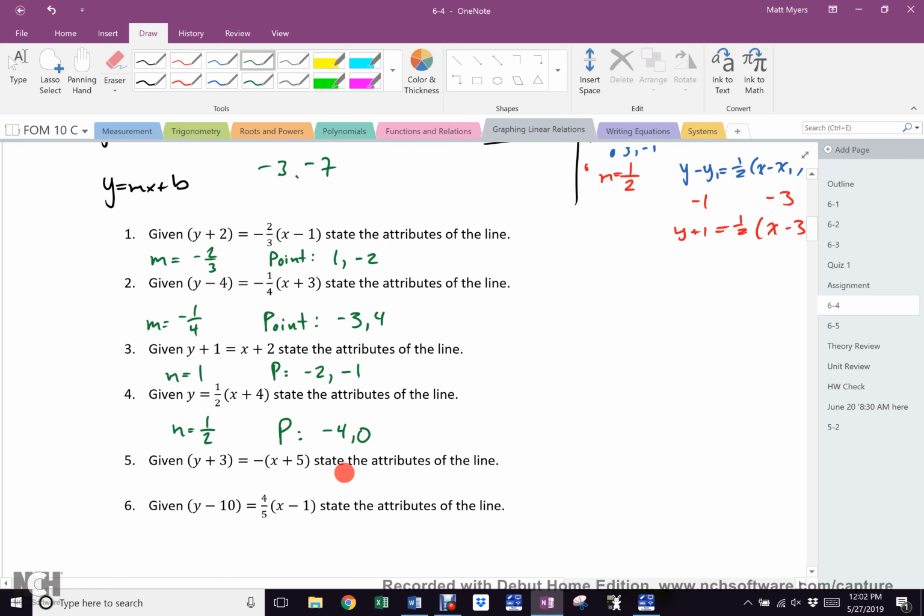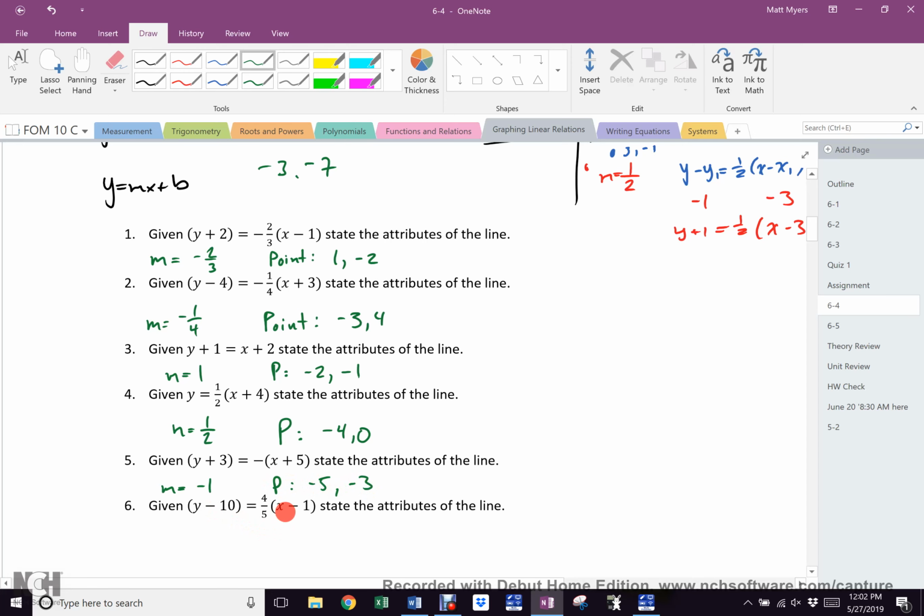Okay, what about 5? What's my slope? Negative 1. So what are my options? Up 1, left 1. What about up 7, left 7? What about up 23, left 23? If your graph was that big, you could do that. Everybody cool? And what's the point I'm starting at? Negative 5, negative 3.